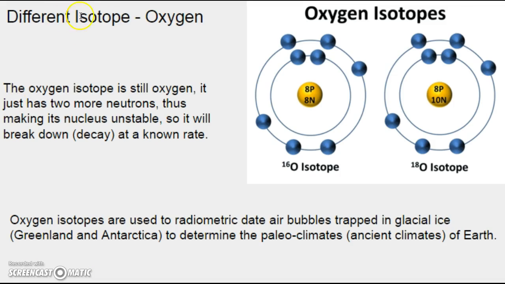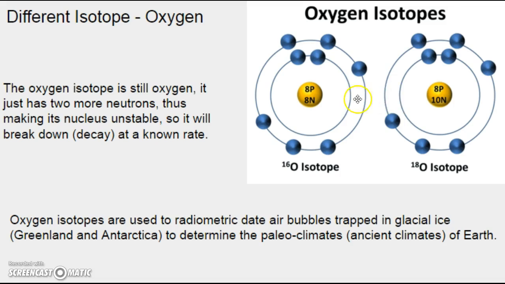So here's another example. Here's a different isotope. We can look at oxygen. The oxygen isotope is still oxygen. It just has 2 more neutrons in O18. So it will break down or decay at a known rate. This is going to be unstable. This will decay. This is very stable. This will not decay. Oxygen isotopes are used to radiometric date air bubbles trapped in glacial ice in both Greenland and Antarctica to determine paleoclimates, or ancient climates, of Earth.